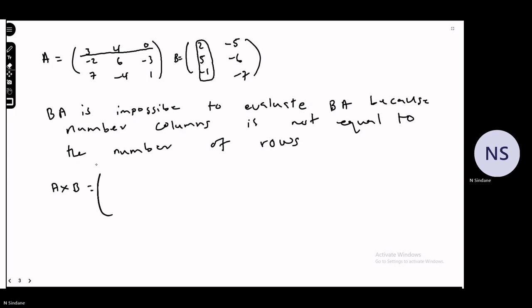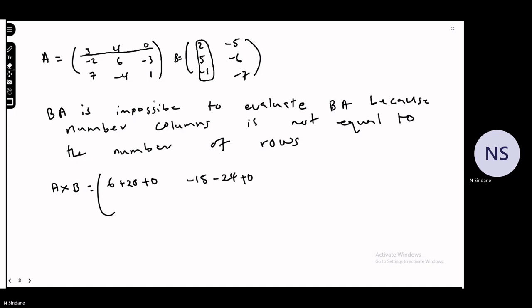So when we multiply them, I'm going to have 3 multiplied by 2, which is 6. 4 multiplied by 5 is plus 20. Then 0 multiplied by negative 1 is 0. Then again, 3 multiplied by negative 5 is negative 15. 4 multiplied by negative 6 is negative 24. 0 multiplied by negative 7 is plus 0.